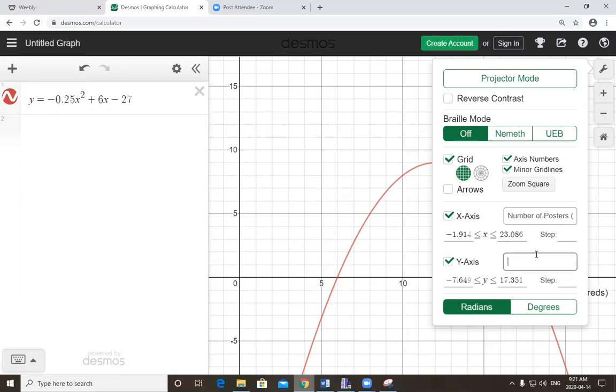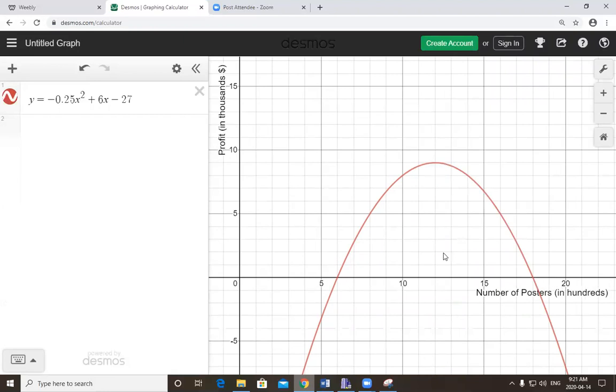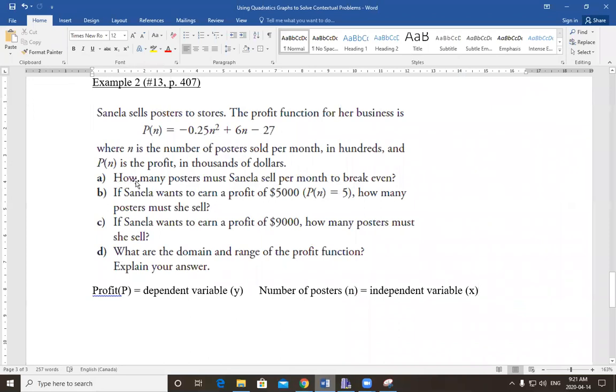And the y-axis is the profit in thousands of dollars. Okay, so that is that. We have our graph good to go, and it's scaled. Let's go read the question. A, how many posters must Sanella sell to break even? So to break even means the profit is $0. That's what break even means: you don't make any money, no profit.